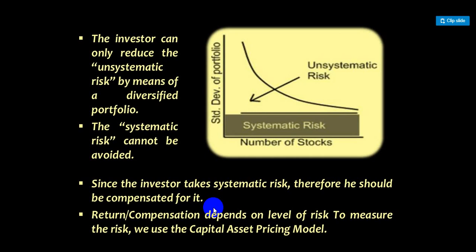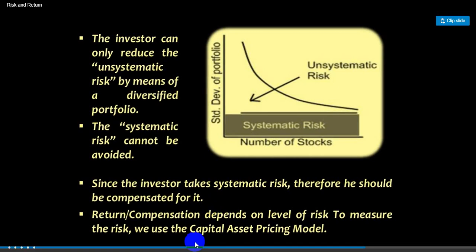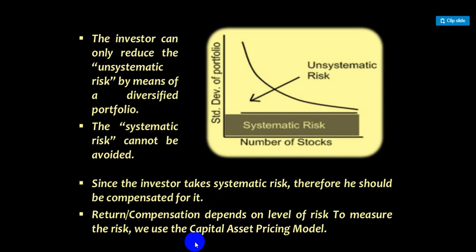That is, if you invest in different sources, you can have control over your securities. So since the investor takes systematic risk, he should be compensated for it. Systematic is nothing but what you don't have control over, whereas unsystematic means you have control over it, factors which are internal to the company. Return compensation depends on the level of risk you're taking.